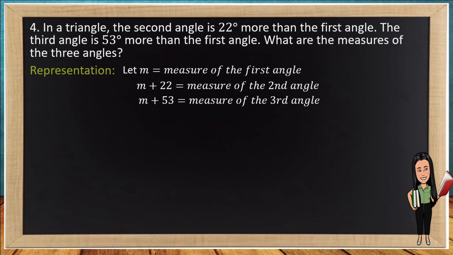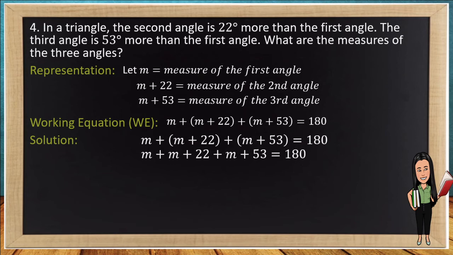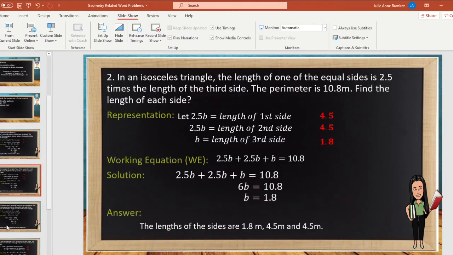Gawa na tayo ng working equation. O, i-add lang yung tatlo. And the sum is equal to 180 degrees. Let's solve. Yan, remove yung mga parentheses and then combine like terms. So we have 3m plus 75 equal to 180. So that will be 3m equal to 180 minus 75, which is 105. Divide by 3. Ba't naging x to? Dapat m to.